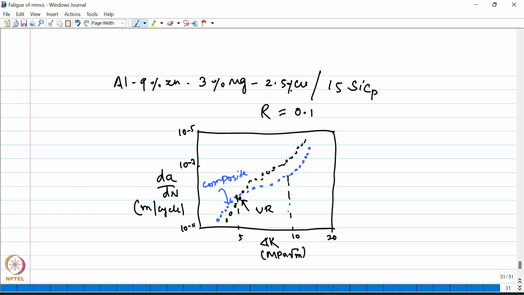So all three kinds of behavior can be displayed by metal matrix composites, depending on various factors such as the load ratio, the kind of sample or the kind of test technique used, and so on. But as I said before, most of the data will fall under one of these three categories. And with that, we come to the end of this lecture. Thank you for your attention.